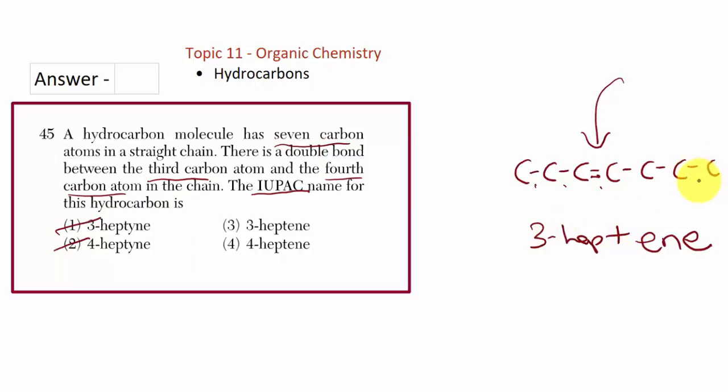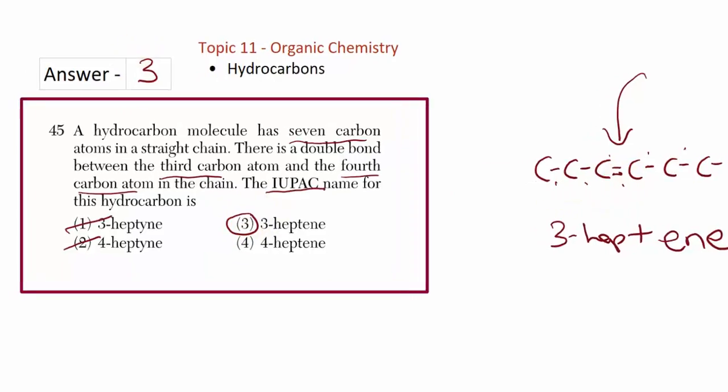Now you might argue, well, couldn't we also call it the 4th position? If we count from the right side, we'd have 1, 2, 3, 4. So it's actually in the 4th position if you come from the right. Well, the rules of the International Union of Pure and Applied Chemistry tell us to use the lowest number possible. So we have to orient this molecule so the double bond is in the 3rd position. That's the better name. The answer is number 3.